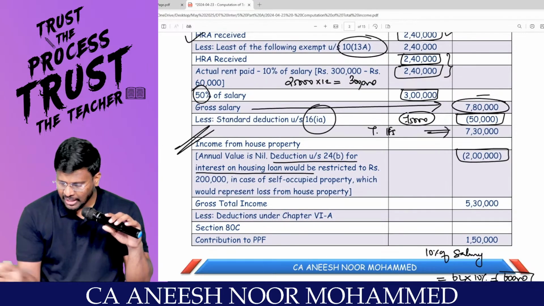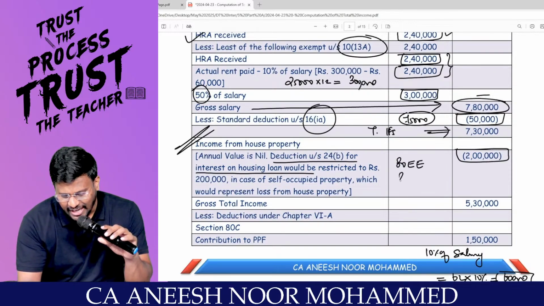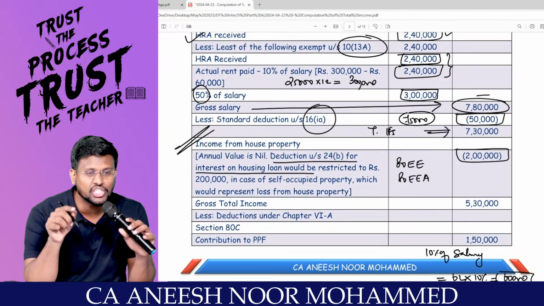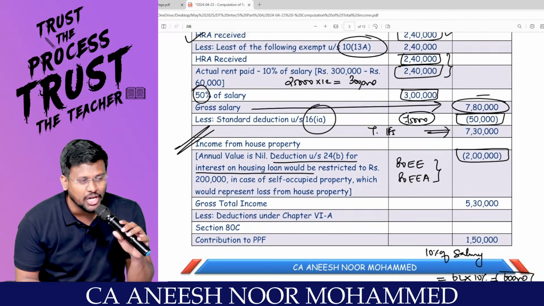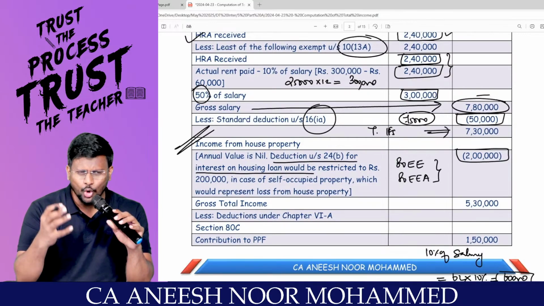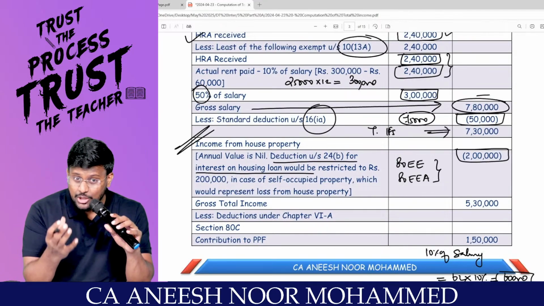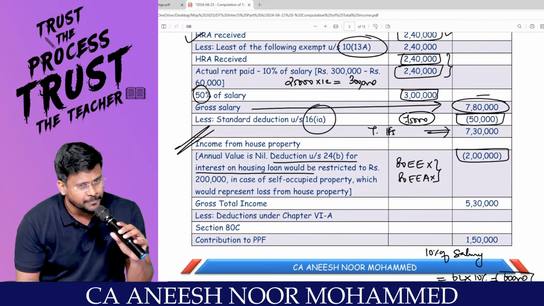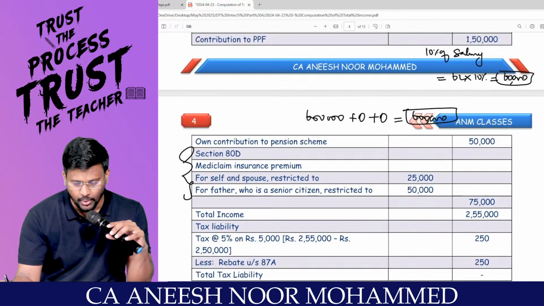Right, sir? Whenever you are dealing with 24B, please take care of 80EE and 80EEA. Chapter 6A deduction. Additional benefit on housing loan. But they have not said that the loan has been sanctioned in that particular period and all. So I am assuming that the 80EE or 80EEA condition has not been satisfied. So I will not claim under Chapter 6A. Are you all really with me?